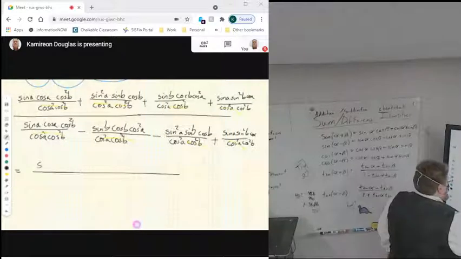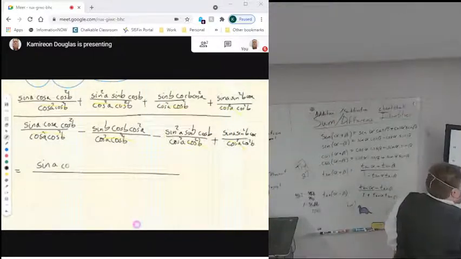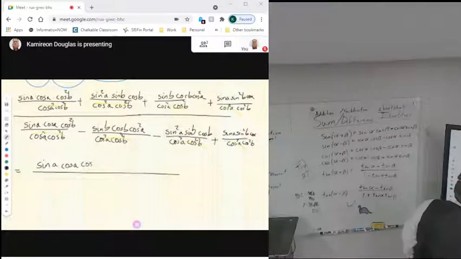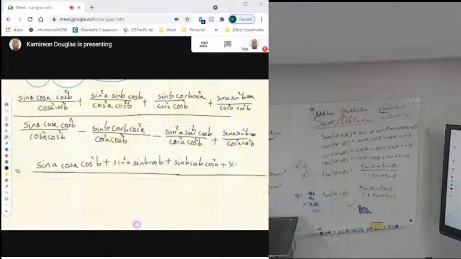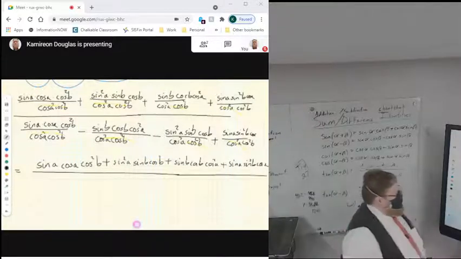So the first one is sine A, cosine A, cosine squared B, plus sine squared A, sine B, cosine B, plus sine B, cosine B, cosine squared A, plus sine A, sine squared B, cosine of A. That's the entire top.